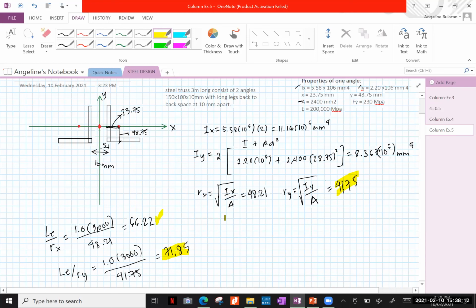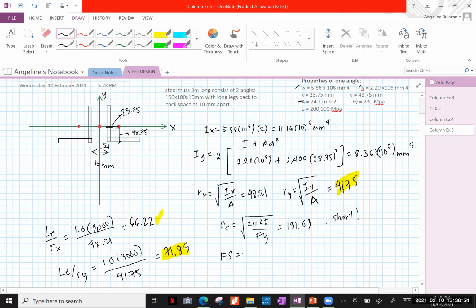Then, compute for your Cc. Cc is square root of 2 pi squared E over Fy. Hindi ko na isusulat yung value. Sagad na lang. 250 yung Fy. 230. Okay. Now, greater yung Cc. So, this is again short. So, compute for your Fs. Hindi ko na isusulat yung equation. No? Calculator na lang.